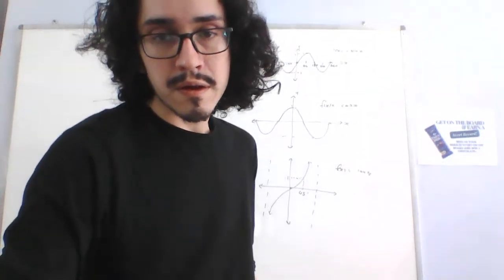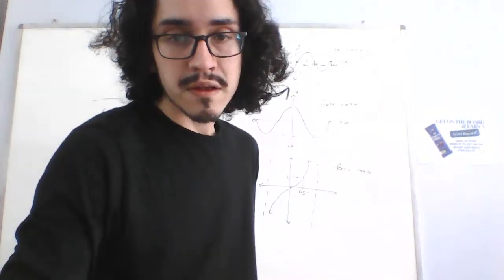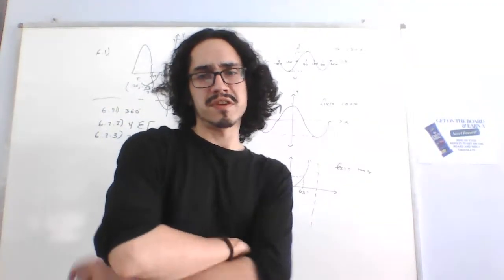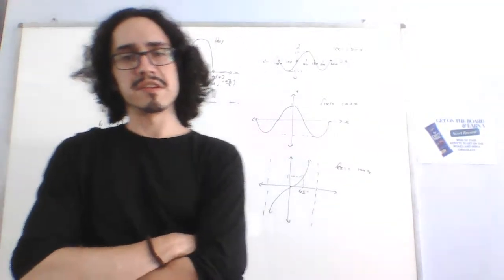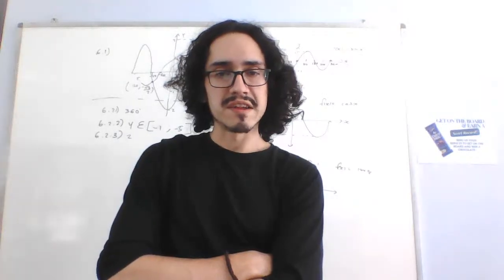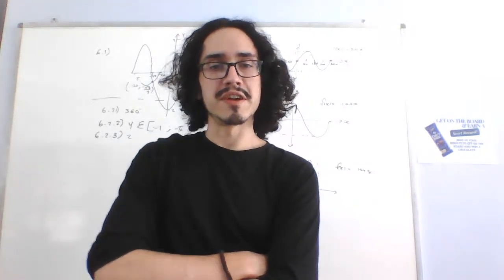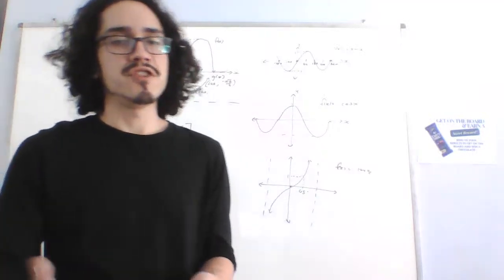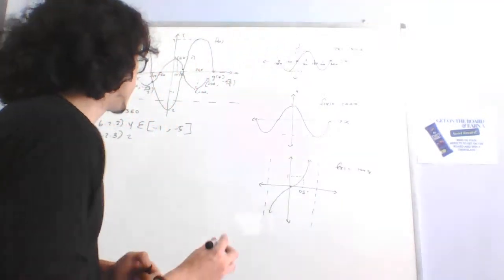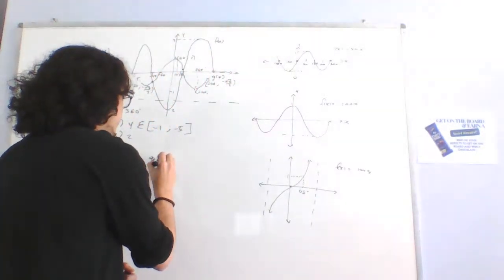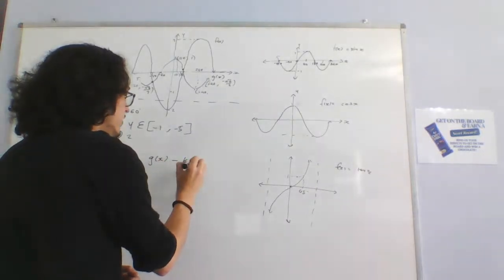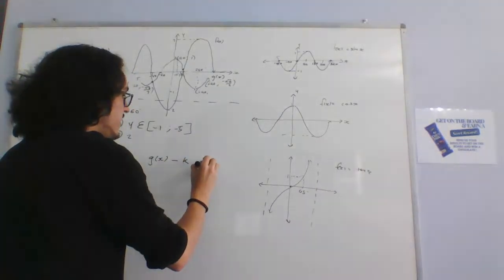Okay. Let's see. Now that's a bit of an interesting one. 6.3 asks for which values of k will g of x minus k equals 1 have no real roots. So what we'll need to do is take a good look at g. Now, what does g of x minus k equals 1 really mean? Well, we're taking g of x and we're subtracting a value from it. And then they're saying it should equal 1.